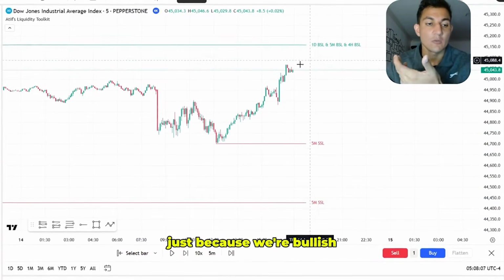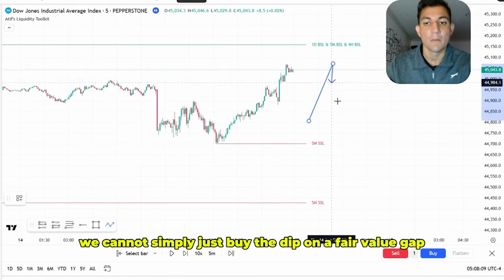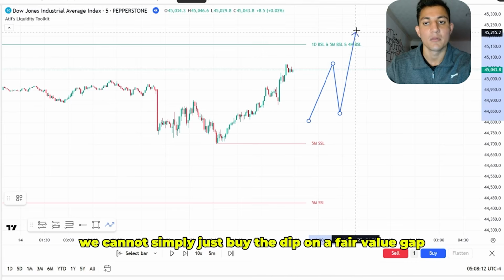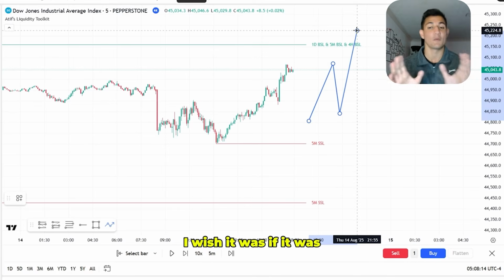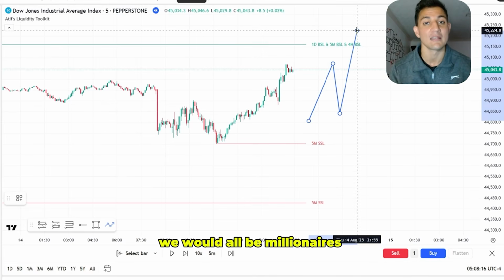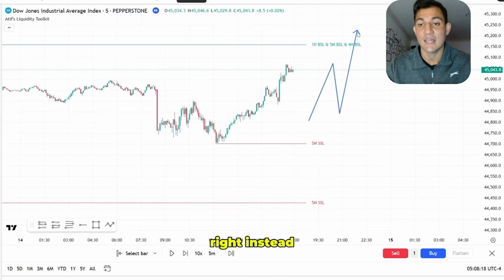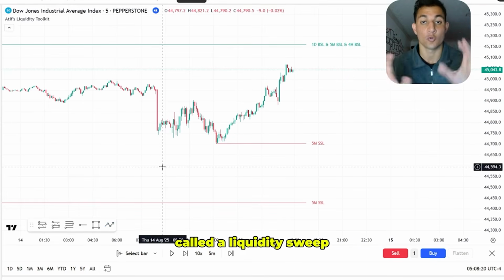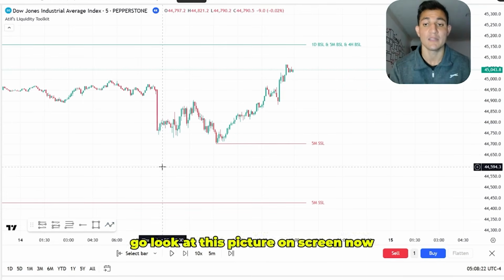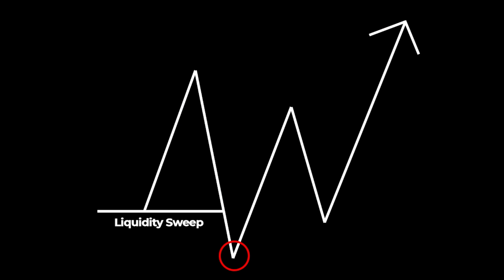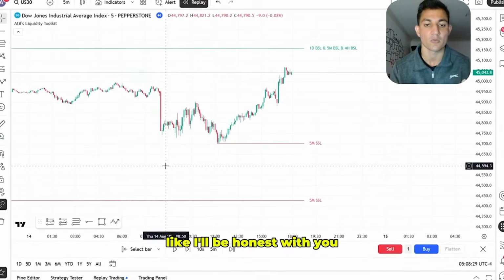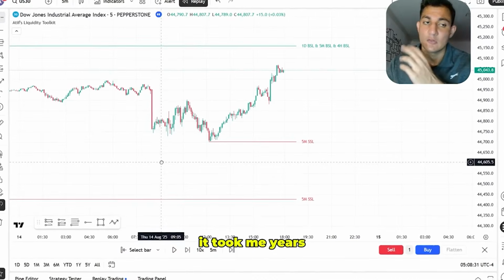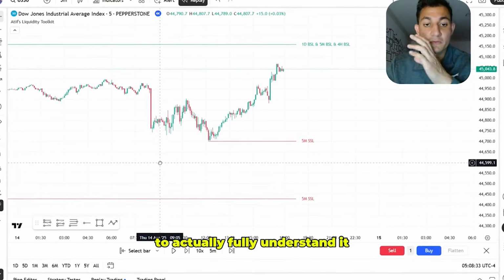However, just because we're bullish, we cannot simply buy the dip on a fair value gap and ride price up. If trading was that simple, I wish it was. If it was, we would all be millionaires, but that's not the case. Instead, we need to wait for something called a liquidity sweep. If you don't know what a sweep is, go look at this picture on screen now, which explains it. It's probably the hardest thing in trading. I'll be honest with you, it took me years and years to fully understand it.